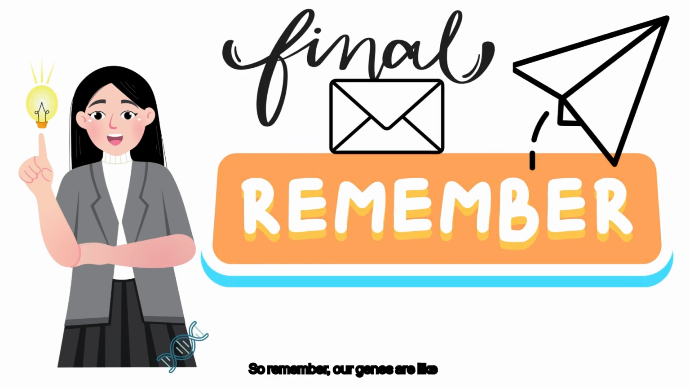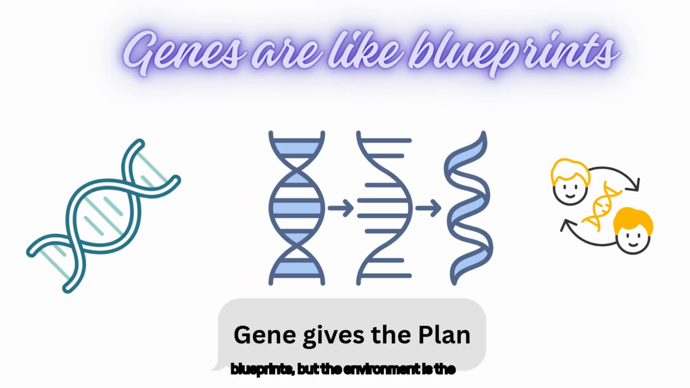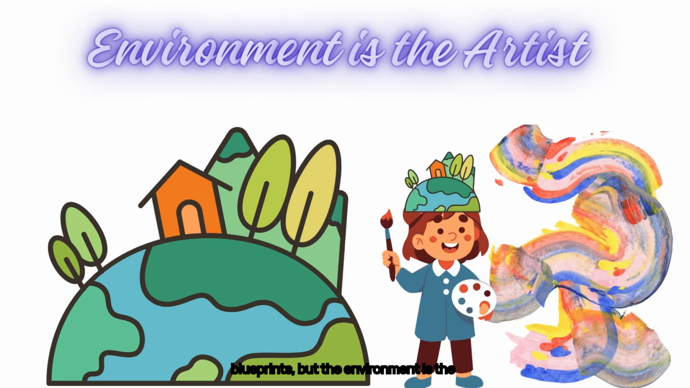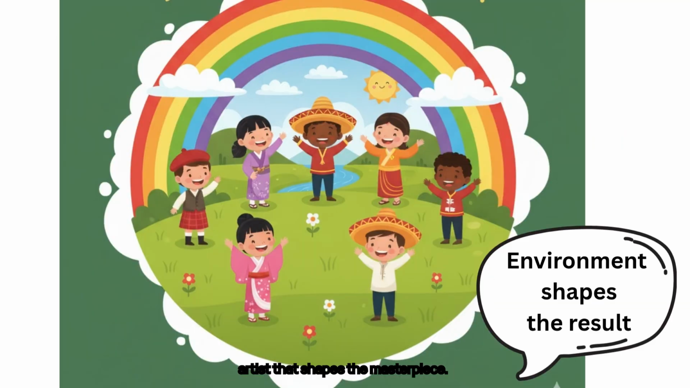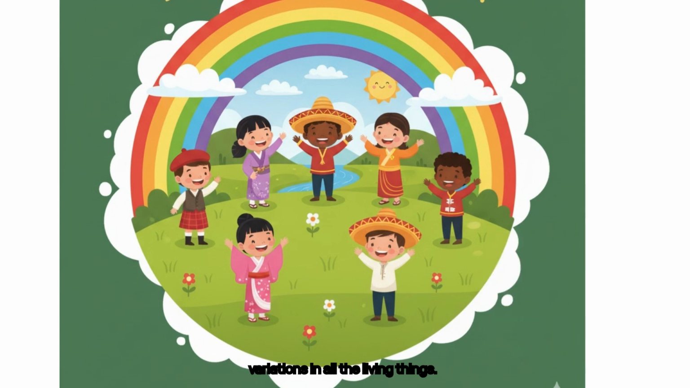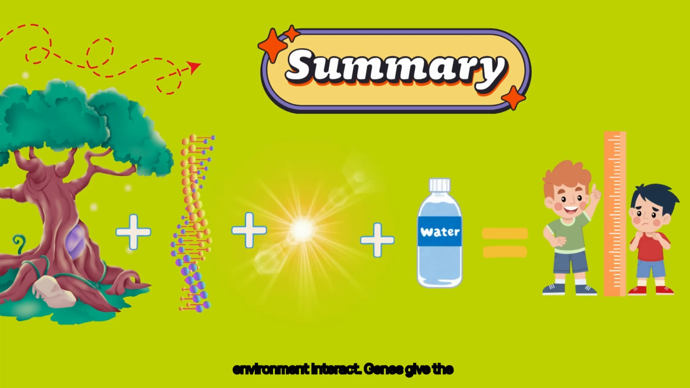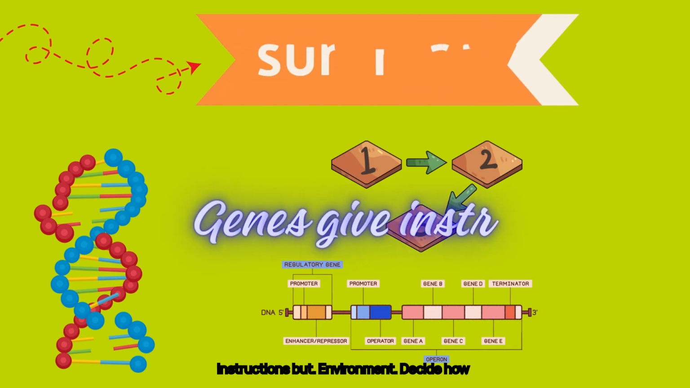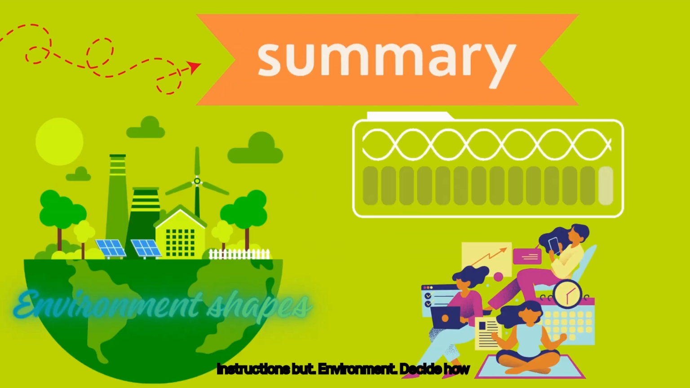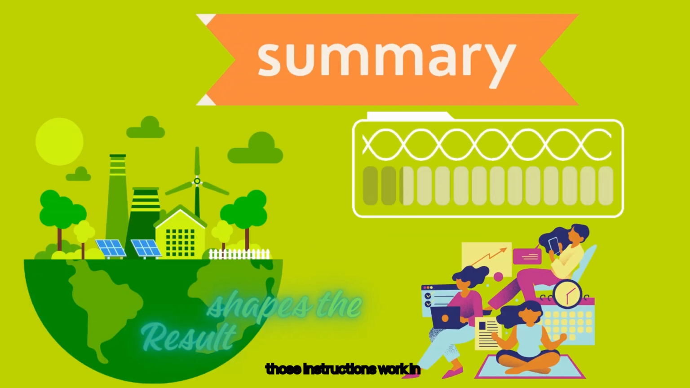So remember, our genes are like blueprints, but the environment is the artist that shapes the masterpiece. That's how nature creates beautiful variations in all living things. So variations happen when genes and environment interact. Genes give the instructions, but the environment decides how those instructions work in real life.